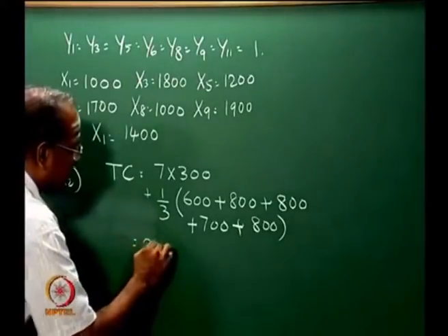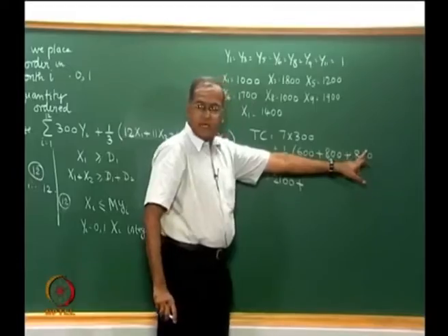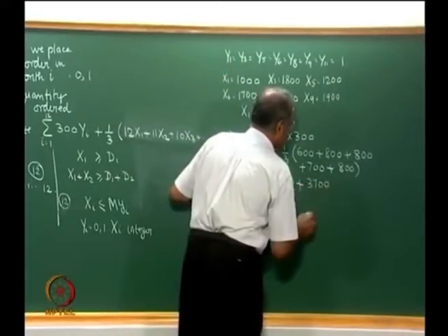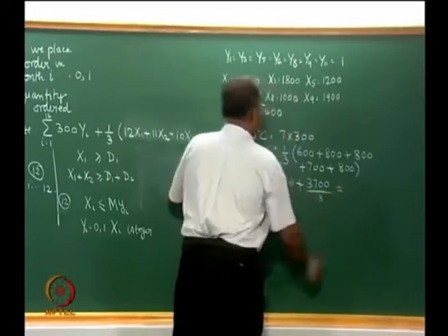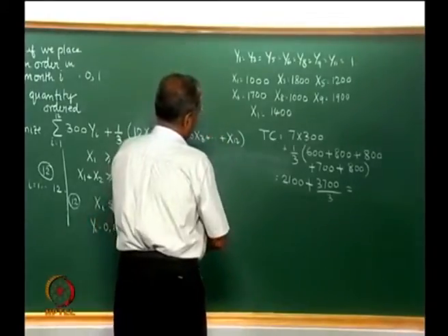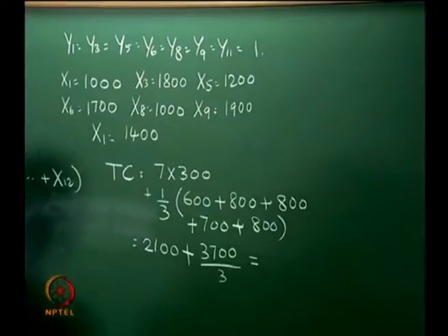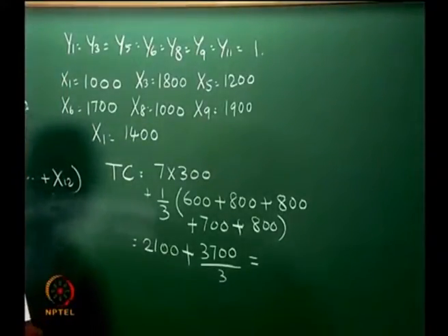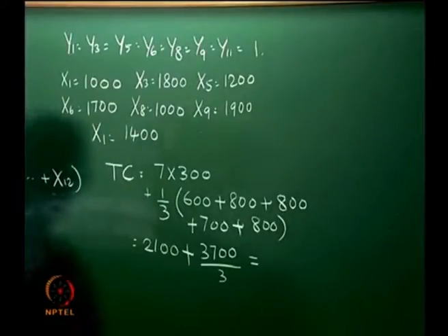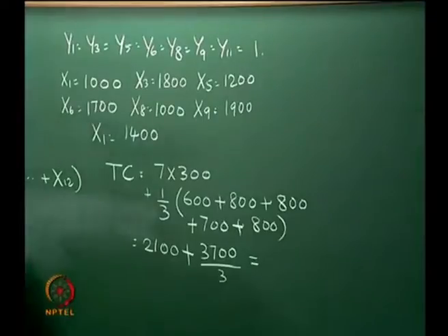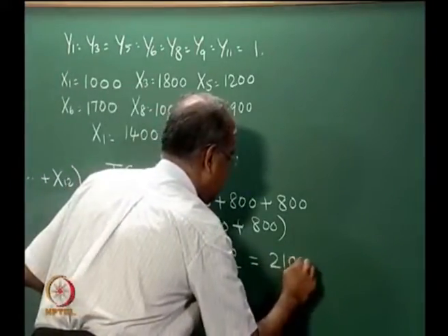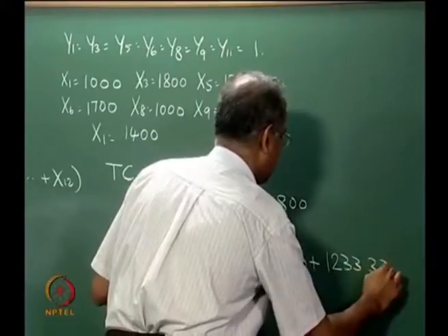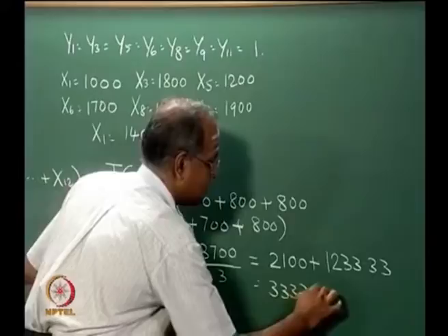So total cost will be 2100 plus 6 plus 8, 14, plus 8, 22, 29 plus 8, 37, 3700 by 3, which is so 2100 plus 1200 and 33.33, which is 3333.33.